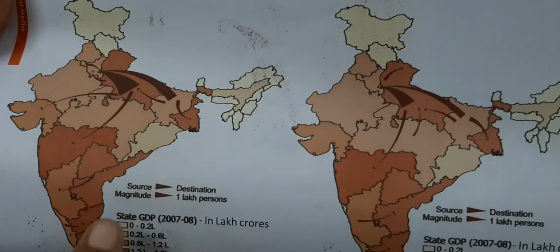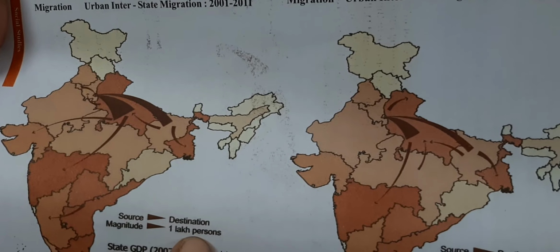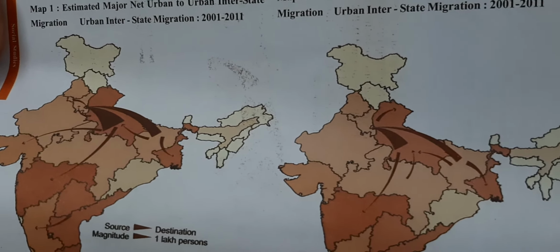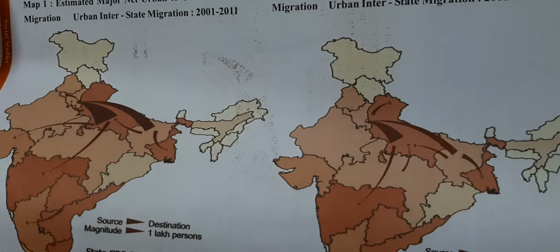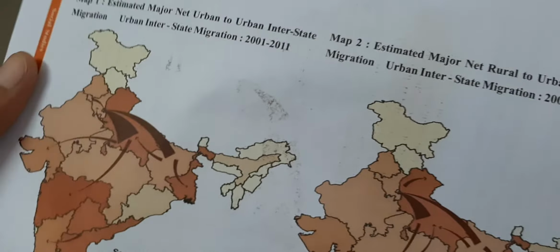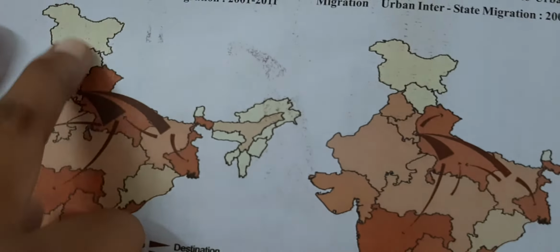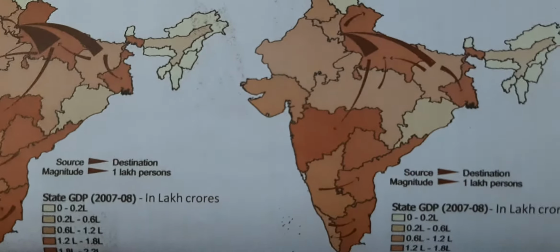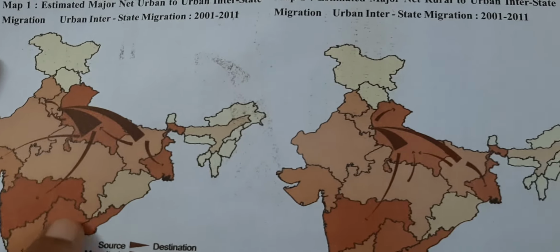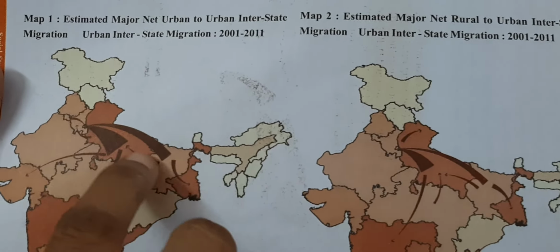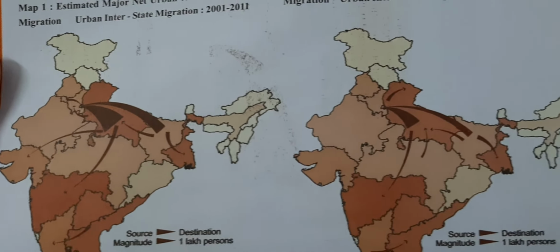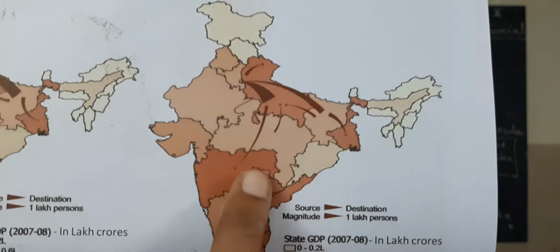Now here, 1 lakh persons. State GDP 2007-8 in lakh crores, 0 to 0.2 lakhs. If you carefully observe how many people are migrating from one state to another, here you can find 2.2 lakhs to 3.6 lakhs in the thick color areas. A large number of people are migrating from these states to other states. Next, look at this picture also.